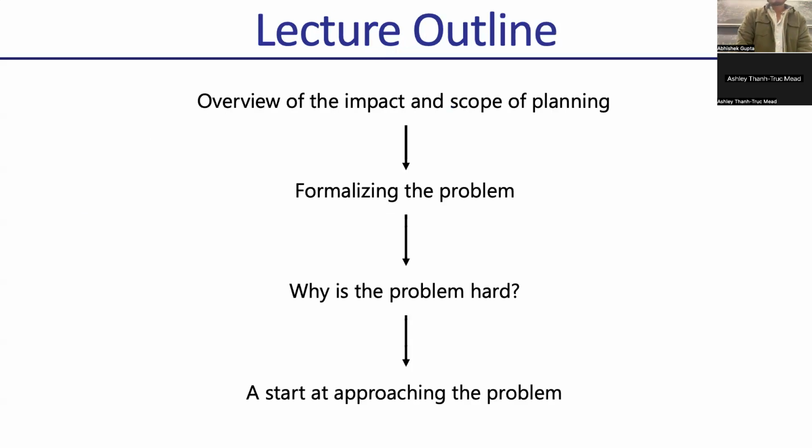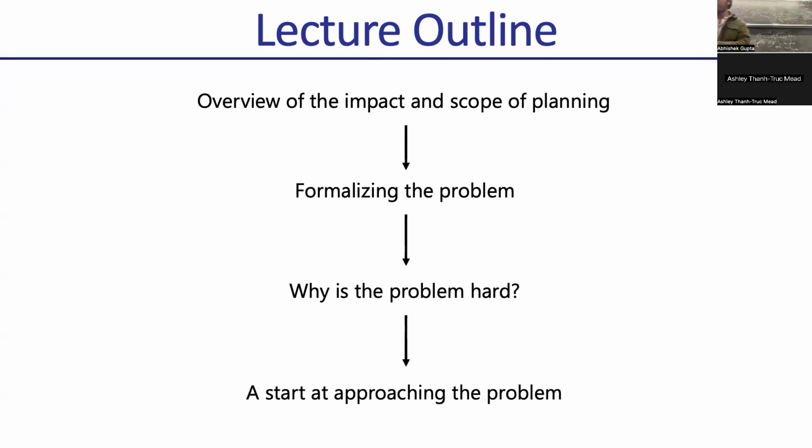Great. Okay, let's talk about motion planning. So today our structure is going to be, we're going to start by scoping the problem and try an overview of what motion planning is. Then we'll try to formalize the problem a little bit. We'll try to study why this problem is hard. And then we'll try to think about what some approaches might be to start solving the motion planning problem.